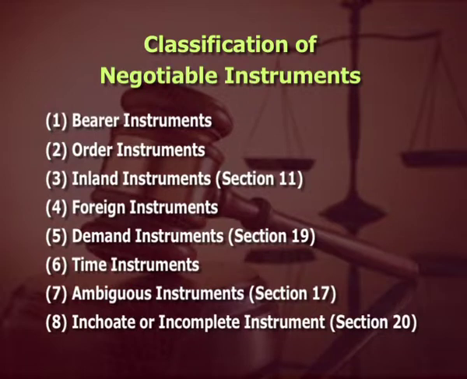Eighth, inchoate or incomplete instruments, Section 20. When one person signs and delivers to another a paper stamped in accordance with the law relating to negotiable instruments, and either wholly blank or having written thereon an incomplete negotiable instrument, he thereby gives prima facie authority to the holder thereof to make or complete, as the case may be, upon it a negotiable instrument for any amount specified therein, and not exceeding the amount covered by the stamp. Such an instrument is called an inchoate instrument.